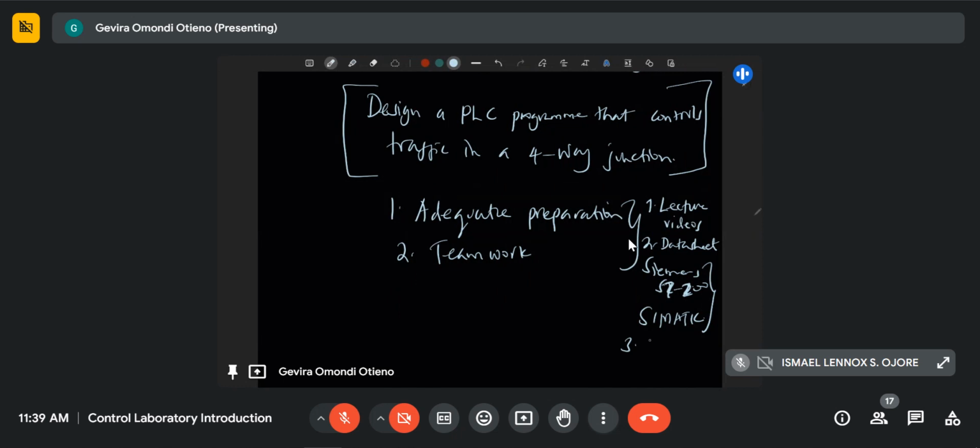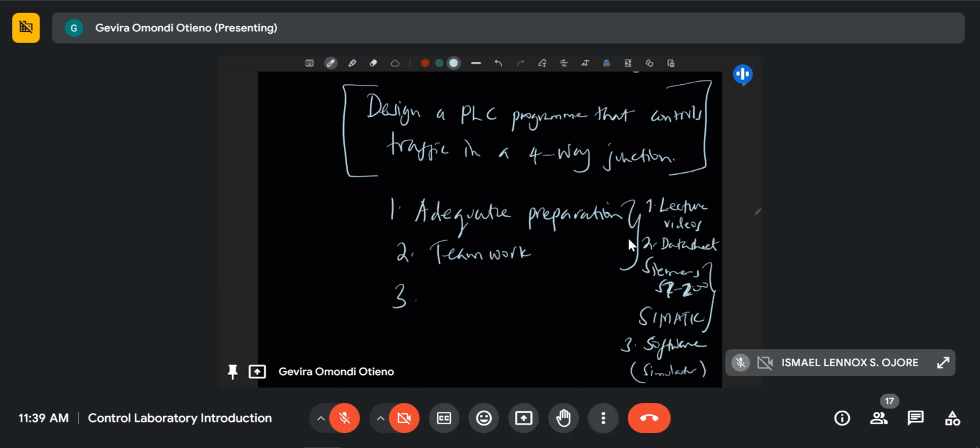There's also the link that I've given. You can ask your colleagues for the software. You can download freely the Siemens software for the simulator. So this is the simulator, to be able to simulate this. And so you can even do this from home also. You can try some of these concepts from home. So it is important you prepare adequately.